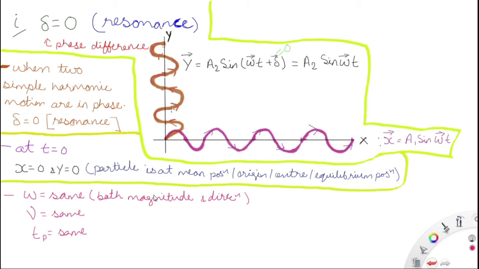We have already discussed that in the motion we are dealing with, ω is the same, ν is the same and Tp is the same. So ω, the angular frequency in radians per second, is equal in both magnitude and direction, the frequency in hertz is also the same, and the time period in seconds is also the same.